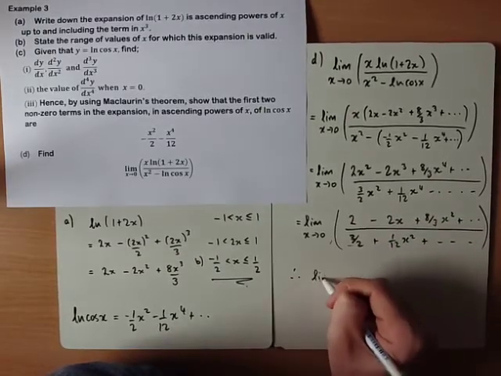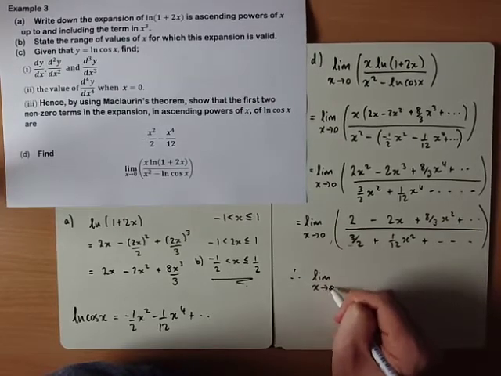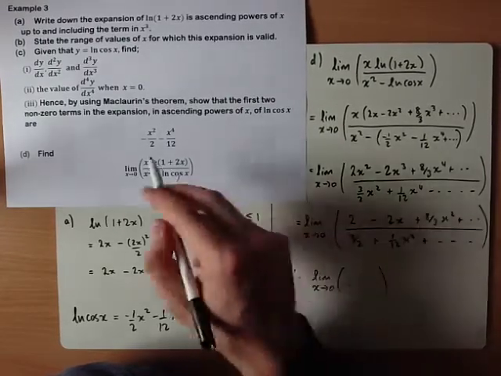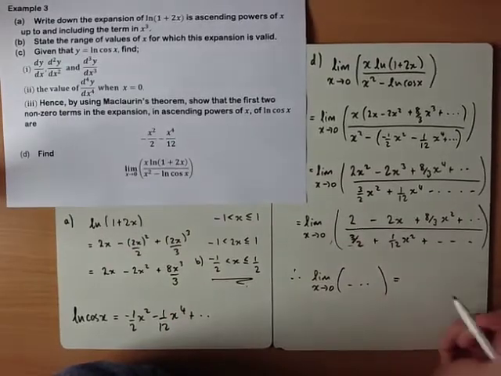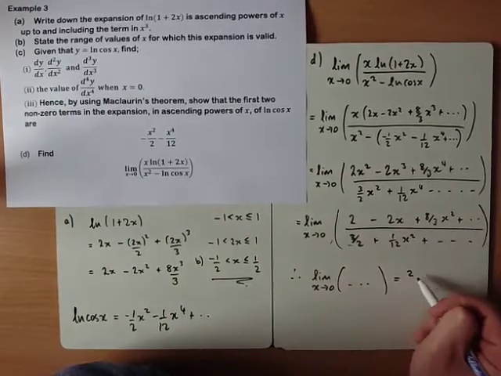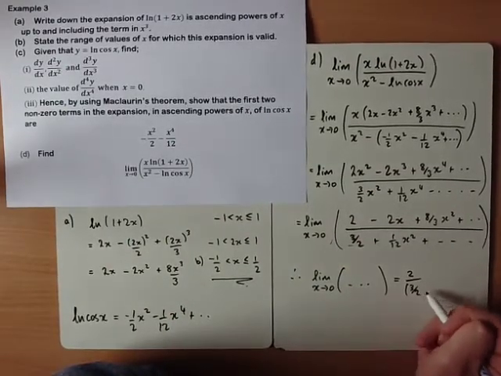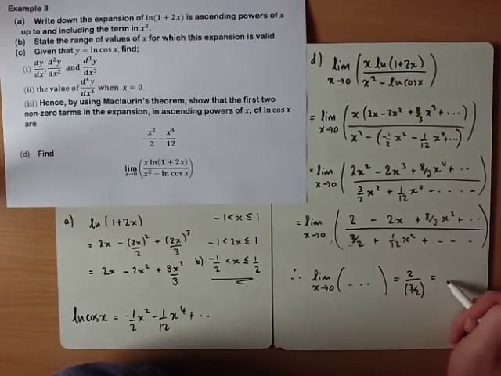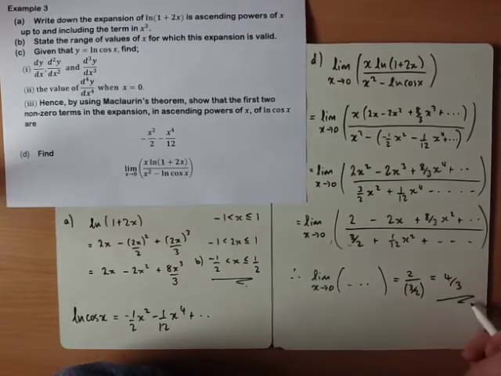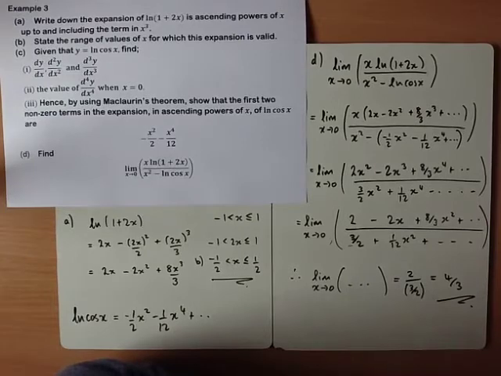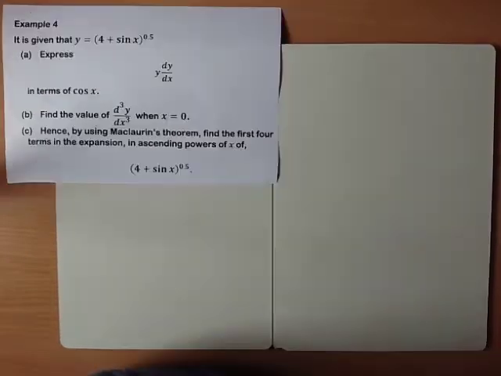Therefore the limit as x tends to 0 of this would be equal to 2 divided by 3 over 2, also known as 4 over 3. Okay, we'll try one more example.